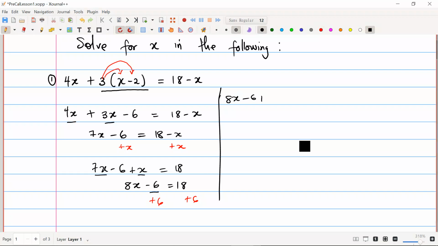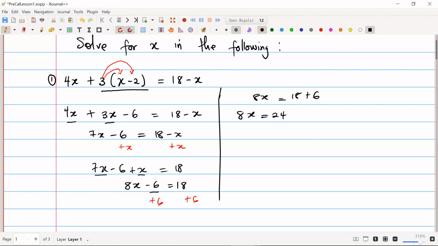8x minus 6 plus 6 equals 18 plus 6. Okay, and you remember, -6 plus 6 will give me 0, so that will go. So I have 8x equals that. So in effect, I have 8x equals 18 plus 6, and that will give me what? 18 plus 6 is 24, so I have 24 here.